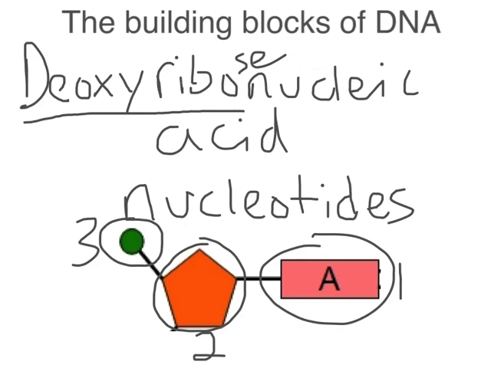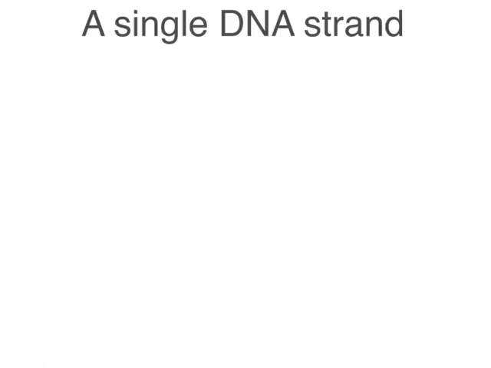Now, there are, in fact, four different bases. These are the ones you've probably heard of before. The A's, the T's, the C's, and the G's. The names of those we'll get to in a second, but there are four different ones. So there's four different types of nucleotides, one with an A, one with a T, one with a C, one with a G. Let's now take these nucleotides and put them together to make a strand of DNA.